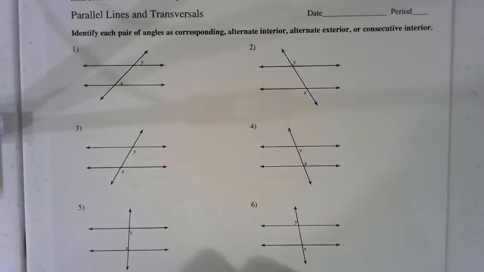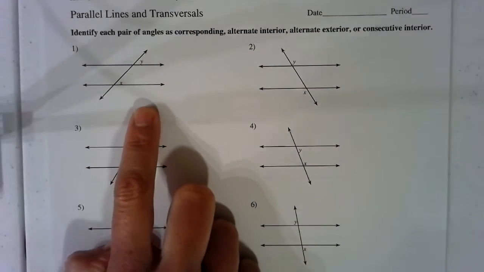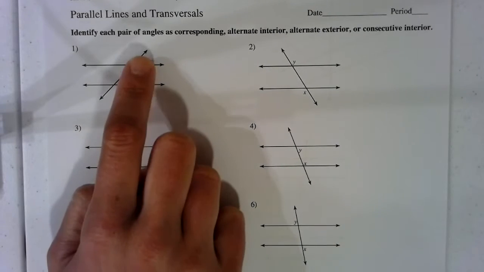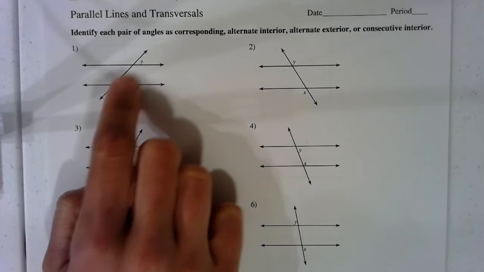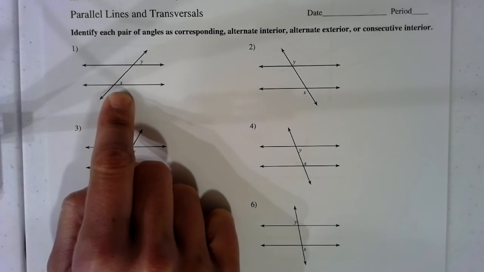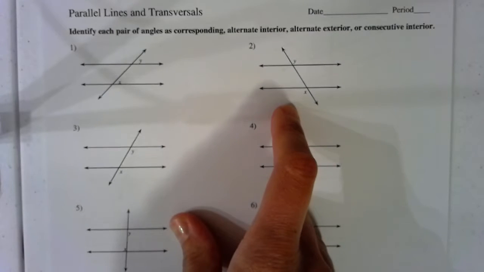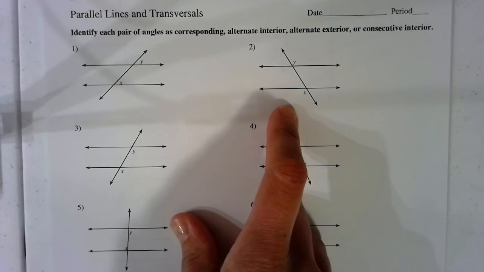So we're going to do some practice problems with this vocabulary, and you're going to identify each pair of angles. What do you think these would be called, X and Y? Those are considered corresponding angles because if you slide this down, one is an exact copy of the other in the exact same place. These here are on opposite sides, so we're going to use the word alternate. They're on opposite sides of the transversal, so they're alternate.